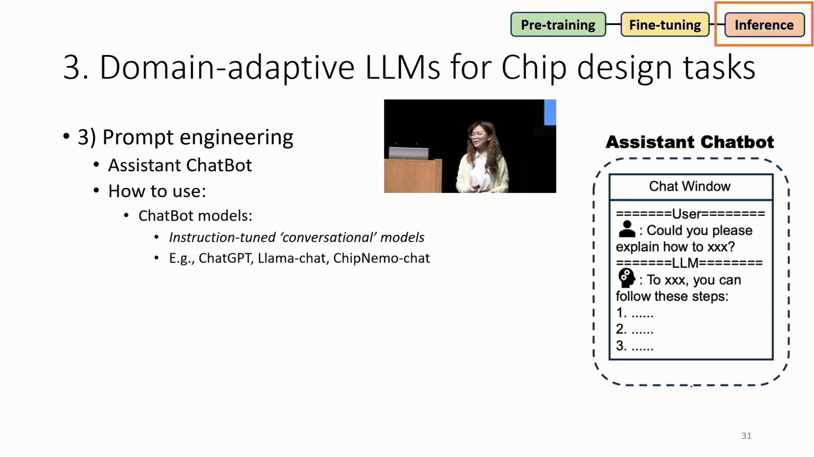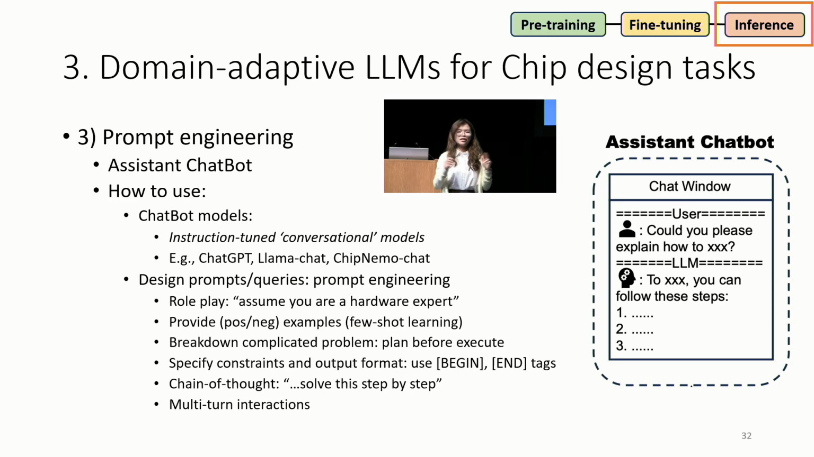So to use the assistant chatbot, first of all, you need a chatbot model. Usually we use instruction-tuned conversational models, for example ChatGPT. And then there are a lot of tricks we can use to improve prompt engineering and generation quality. The first is role playing, which is related to the system prompt. We usually tell the model, assume that now you are a hardware expert, then describe the requirements and what kind of task you are going to solve later.